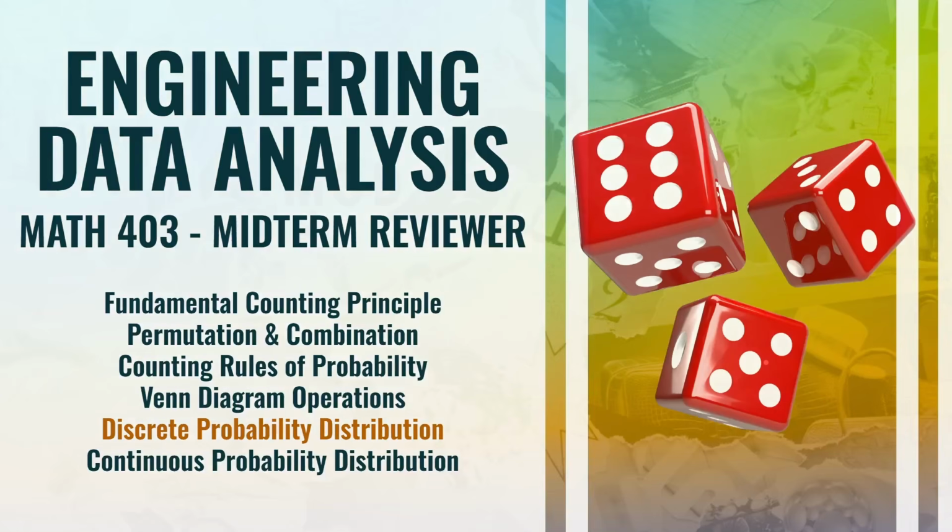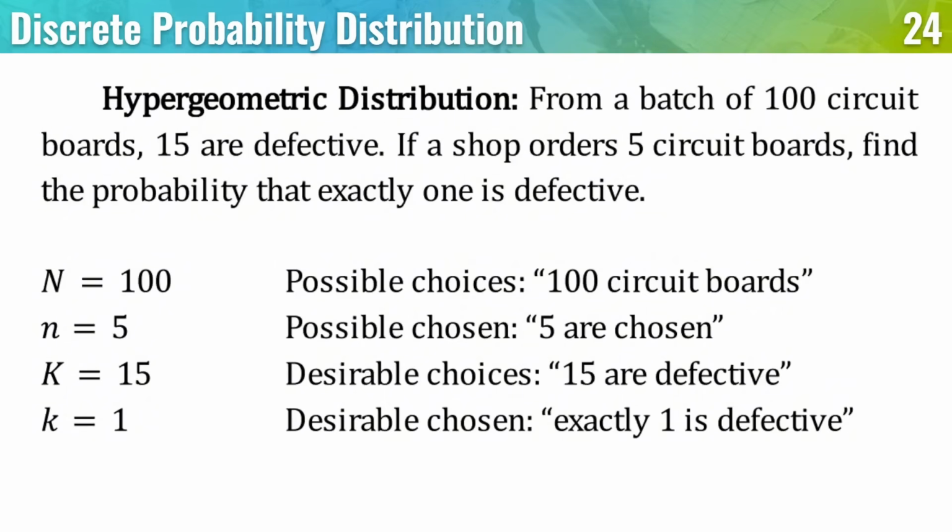Next up, we have discrete probability distribution. Discrete probability distribution is another way to handle probability when you are combining it with fundamental counting principle techniques. Rather, these become quite long, so I'll show you how to use them. The first one is hypergeometric distribution.